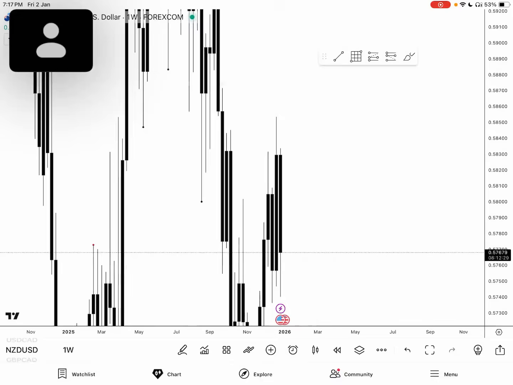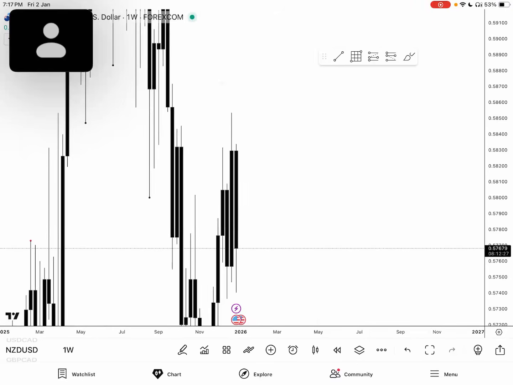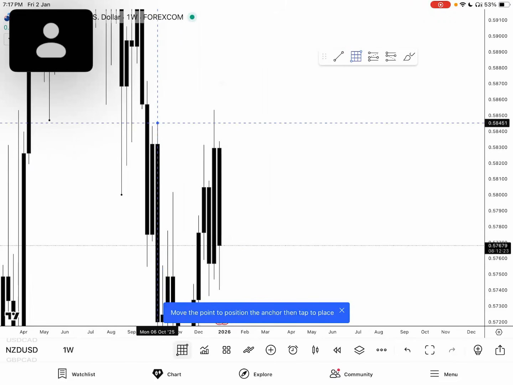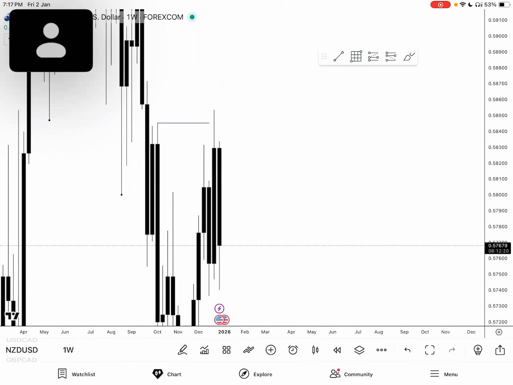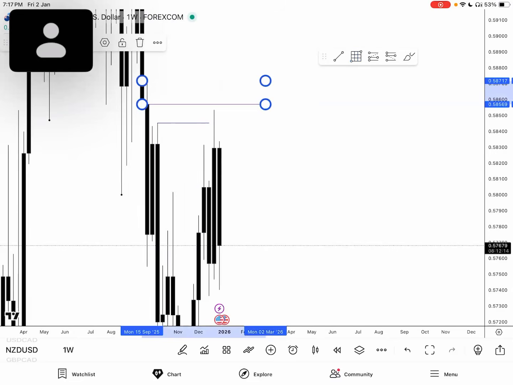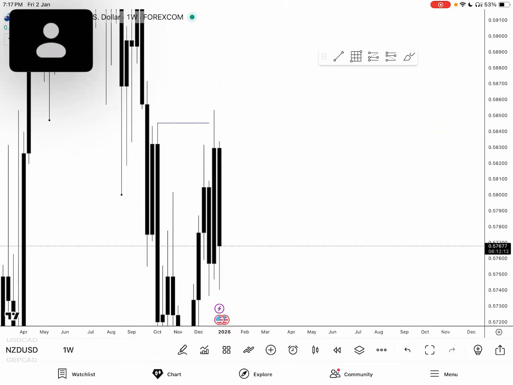Every range starts from the higher time frame. Understand? On the higher time frame, you can see the external range liquidity has been taken out. It doesn't react to any key level. You can see it doesn't react to any key level. Just the external range liquidity has been taken out.